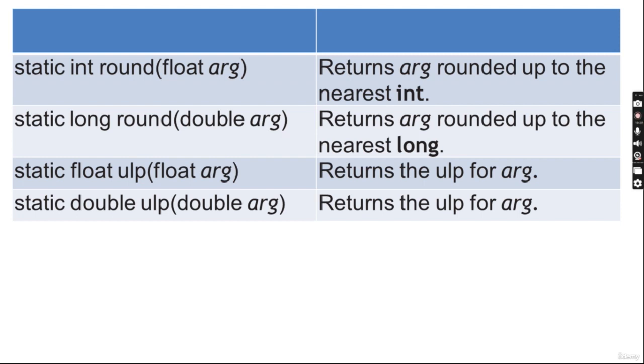Static int round(float arg) returns the arg rounded up to the nearest int. Static long round(double arg) returns the arg rounded up to the nearest long. Static float ulp(float arg) returns the ulp for arg, and static double ulp(double arg) returns the ulp for the arg.